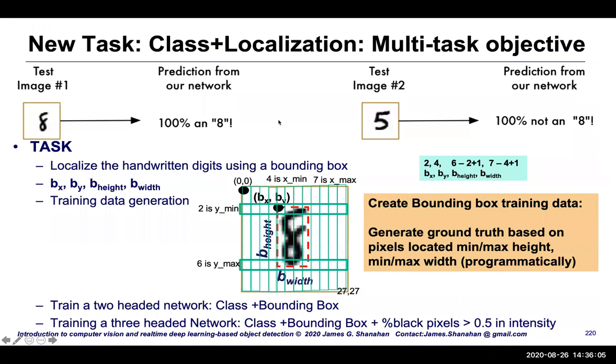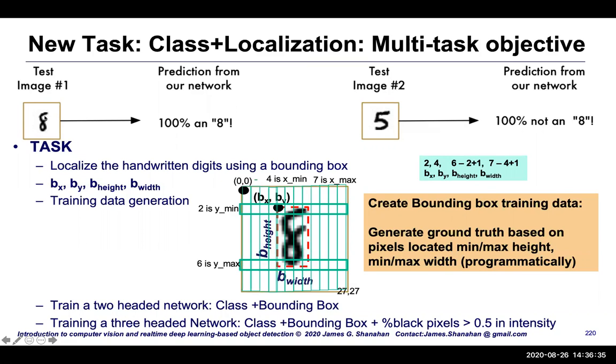So we have a task, and this is going to motivate us and ground us a little bit. Now we've figured out how to classify digits, so that's easy. Next up, I want to change the task again and say I want to classify the digit, but I also want you to tell me the bounding box that bounds that digit.